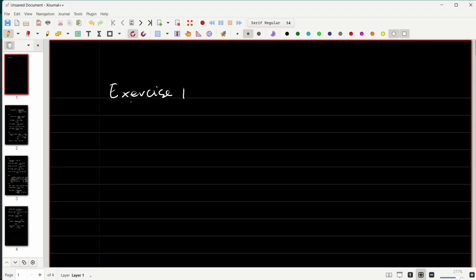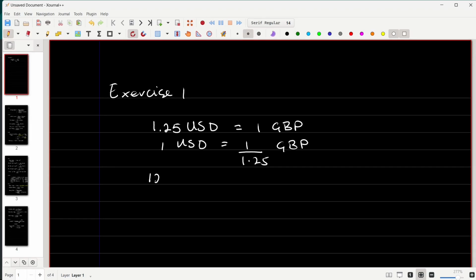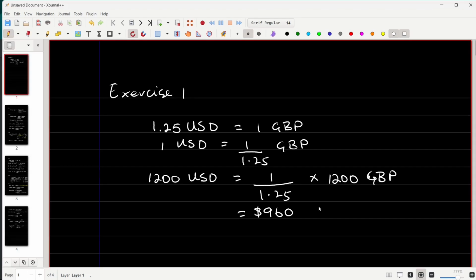The first thing we need to do is figure out what the cost of the bike would be in pounds. So we will say since 1.25 USD is equal to 1 GBP, then 1 USD would be equivalent to 1 over 1.25 GBP. That means 1200 USD would be equal to 1 over 1.25 times 1200 GBP, which is equal to 960 GBP. So we translated the cost of 1200 US dollars into GBP.